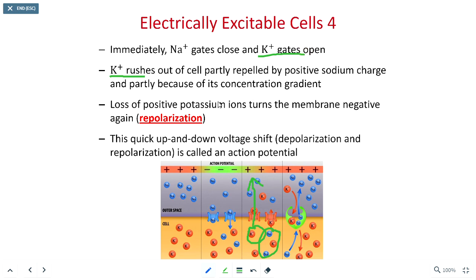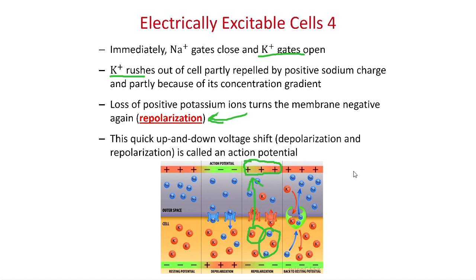The potassium rushes out. As we lose positive charges from the inside, the inside of the cell becomes more negative, and the outside of the cell becomes more positive. The decrease of charge on the inside is referred to as repolarization. So as we're working with the skeletal muscle fiber, the cell membrane has a negative charge at rest. Then we activate the muscle, sodium ions rush in and make the inside positive, and then potassium ions rush out and make the inside negative again.